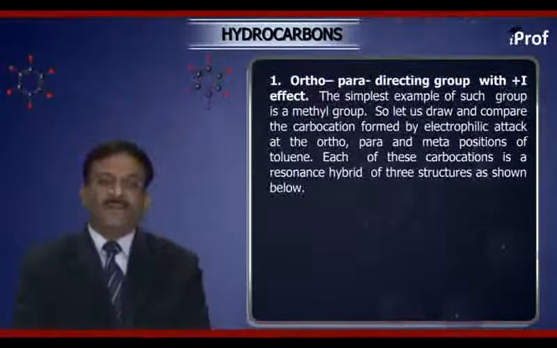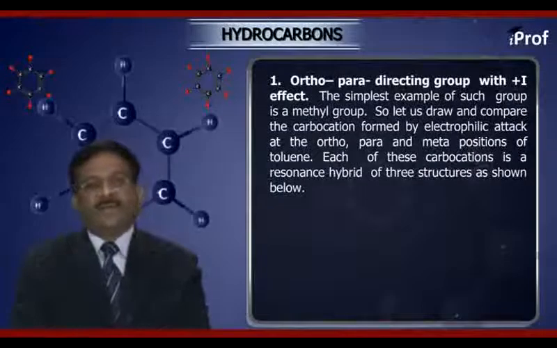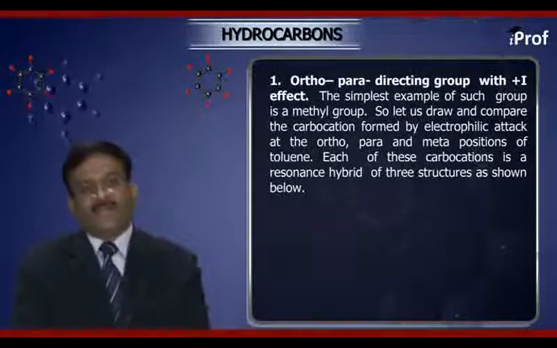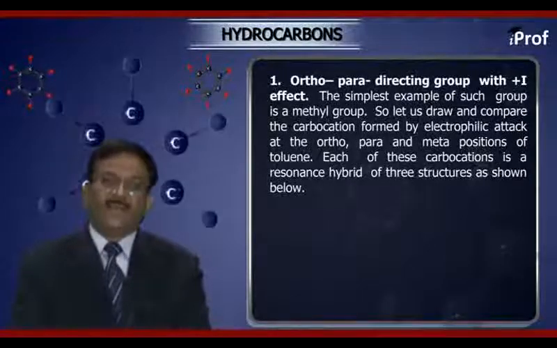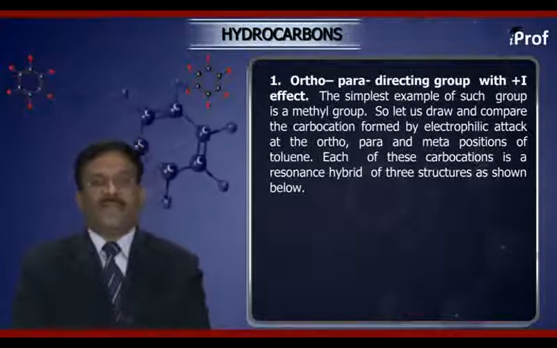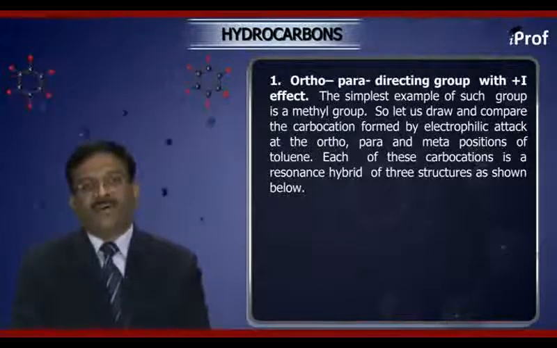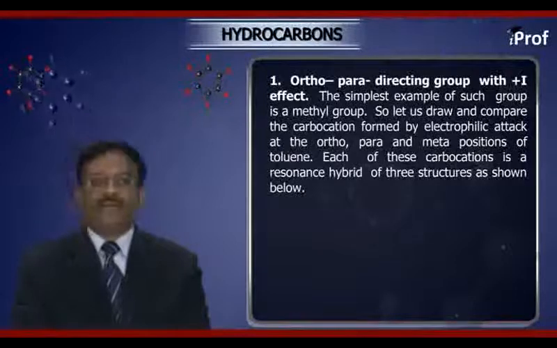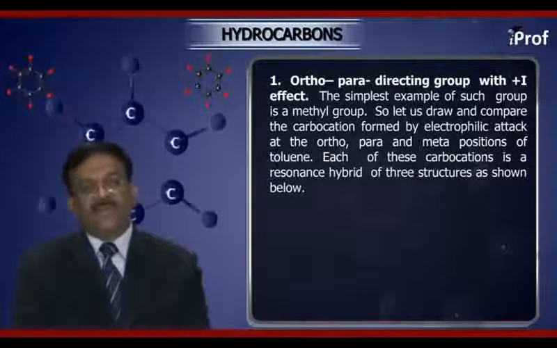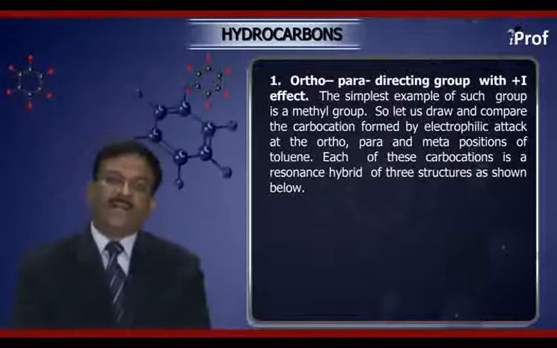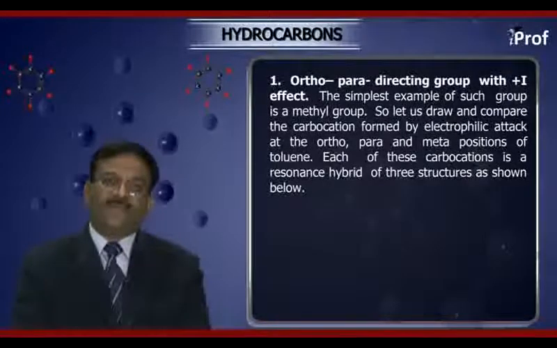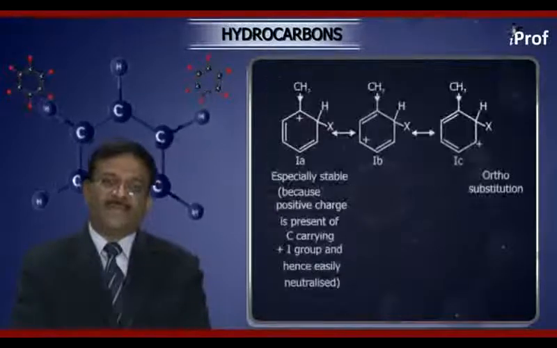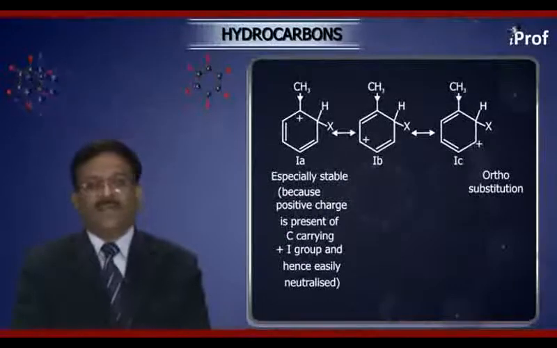1. Ortho-para directing group with plus inductive effect. The simplest example of such a group is a methyl group. So let us draw and compare the carbocations formed by electrophilic attack at ortho, para and meta positions of toluene. Each of these carbocations is a resonance hybrid of three structures like 1A, 1B, 1C.